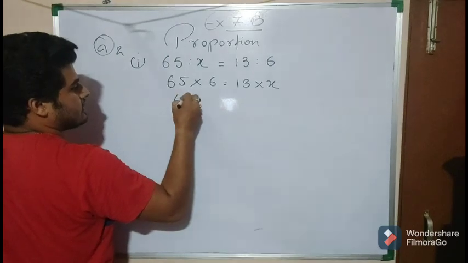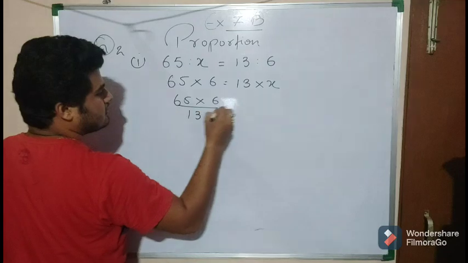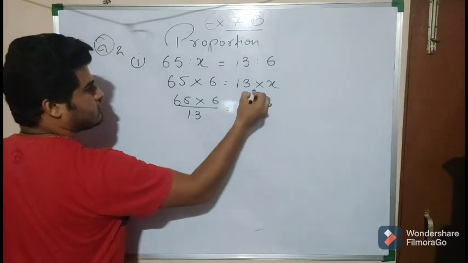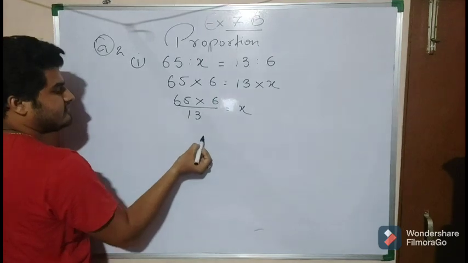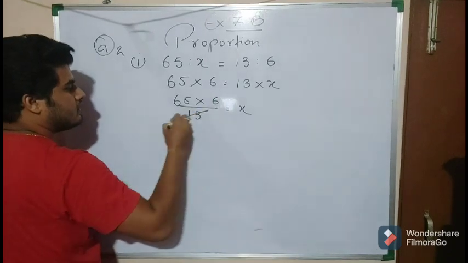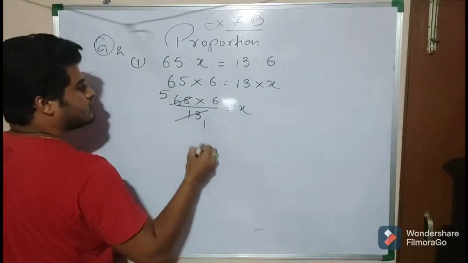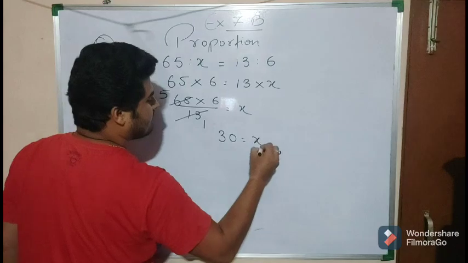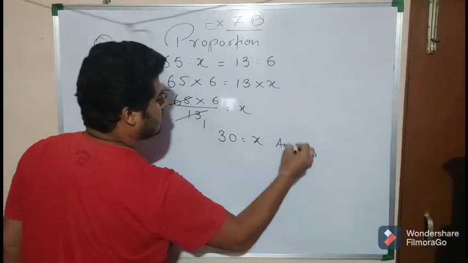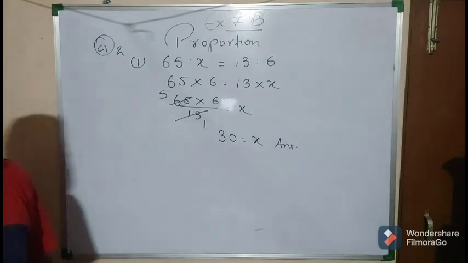Now we can write it as 65 into 6 upon 13 equals x, transposing the 13. It is multiplication, so it will go under division on the other side. 13 ones are 13, 13 fives are 65. So 5 into 6 will give you 30. So x should have a value of 30. When x is 30, then the ratio will be in proportion.